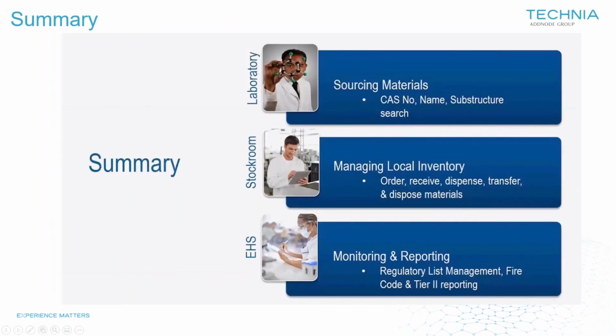As a summary, we saw how we can source materials in the lab, where we can see the CAS numbers, name, and also do substructure searches. We also saw how we can manage local inventory in the stockroom, where you can order, receive, dispense, transfer, and perform other actions on materials and containers. And we also saw how we can do monitoring and reporting for EHS, where we can perform regulatory list management, fire code, and tier 2 reporting.